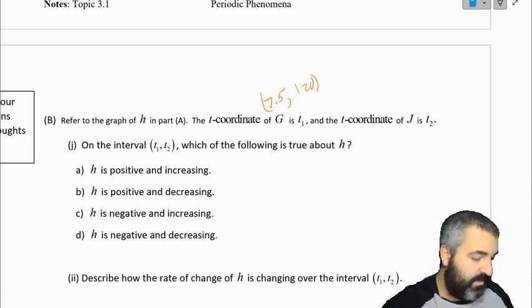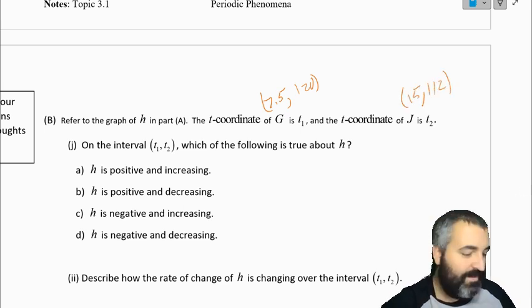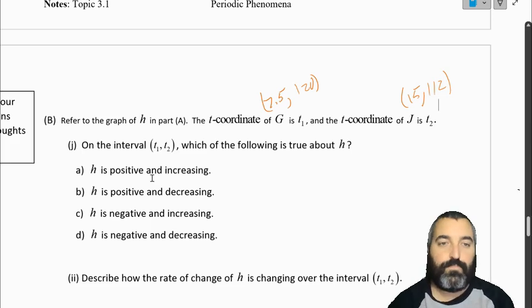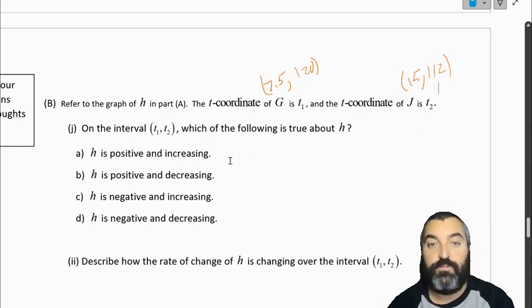point J is that low point, which is 50. Oh no, my pen is not working. There we go. 15 comma 112. Okay. So it wants us to know, or it's going to ask us a question on this interval from G to J, which of the following is true about H?